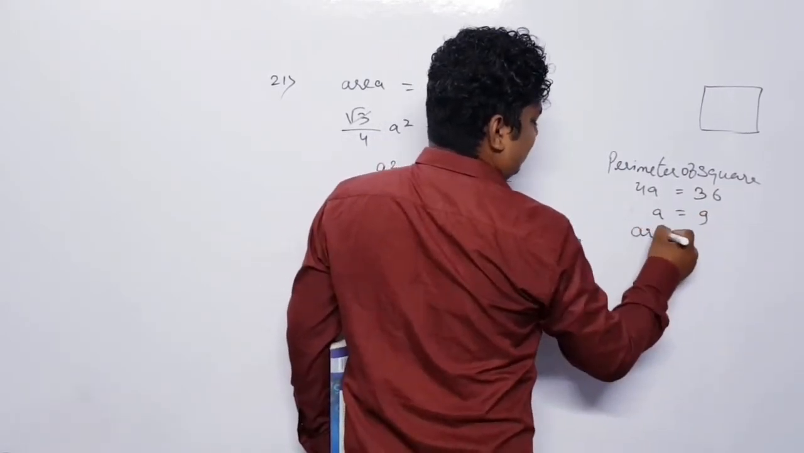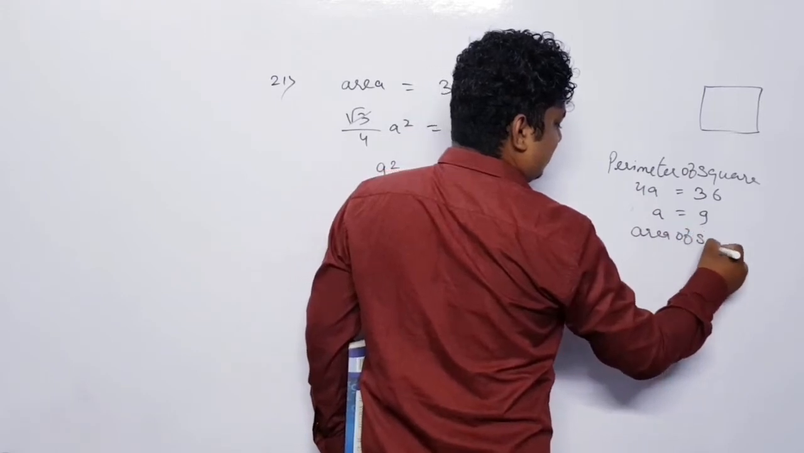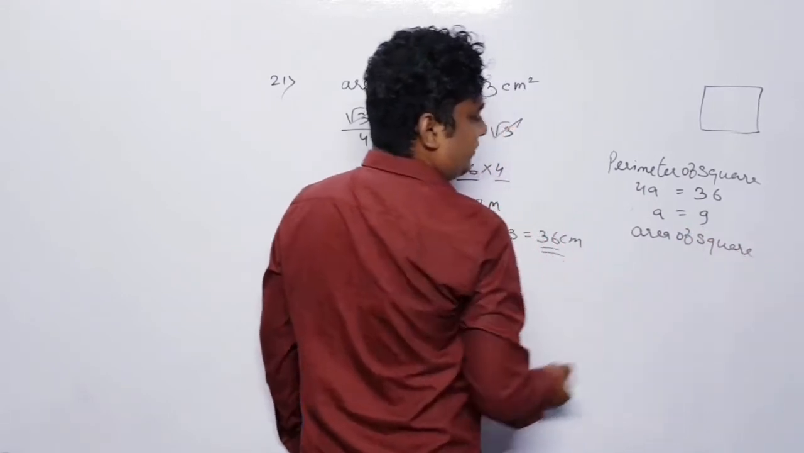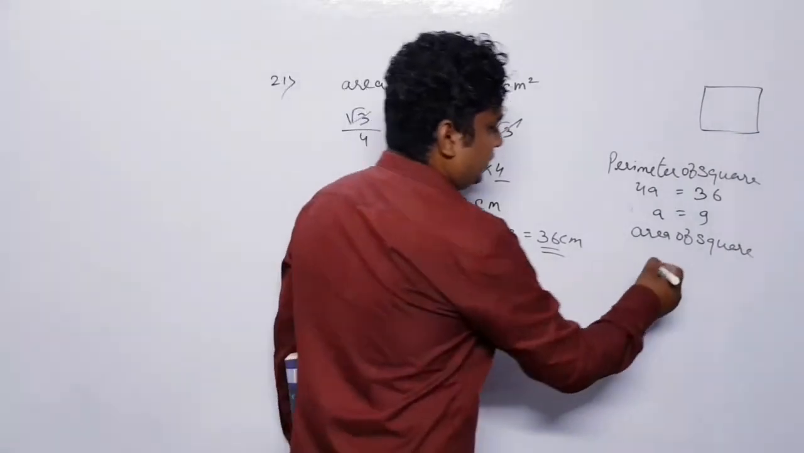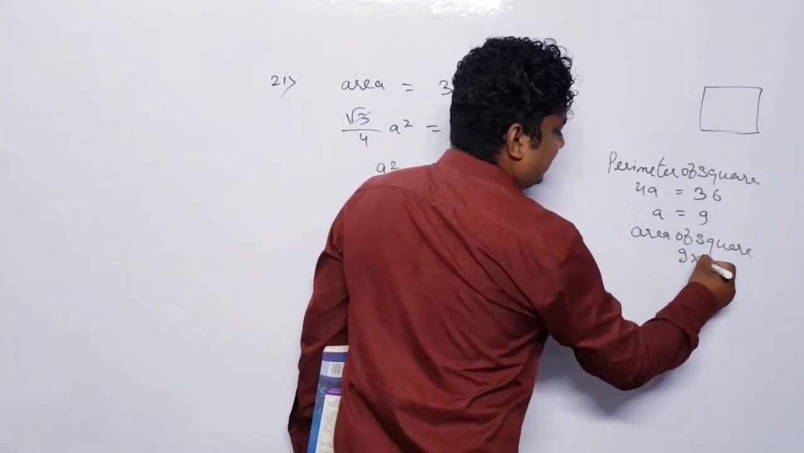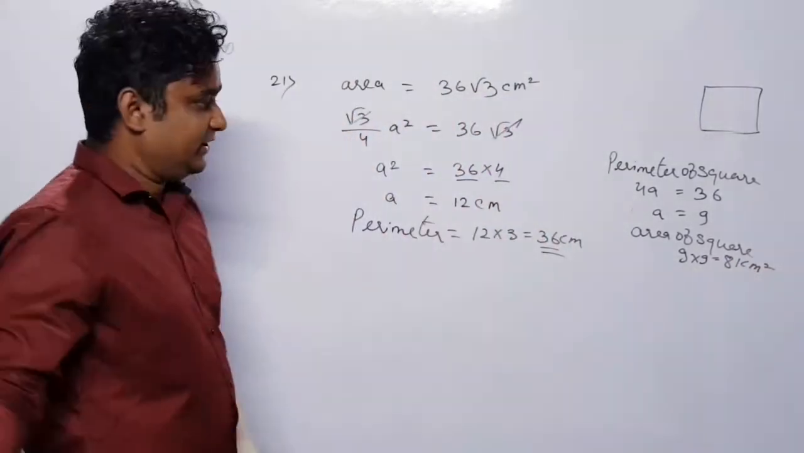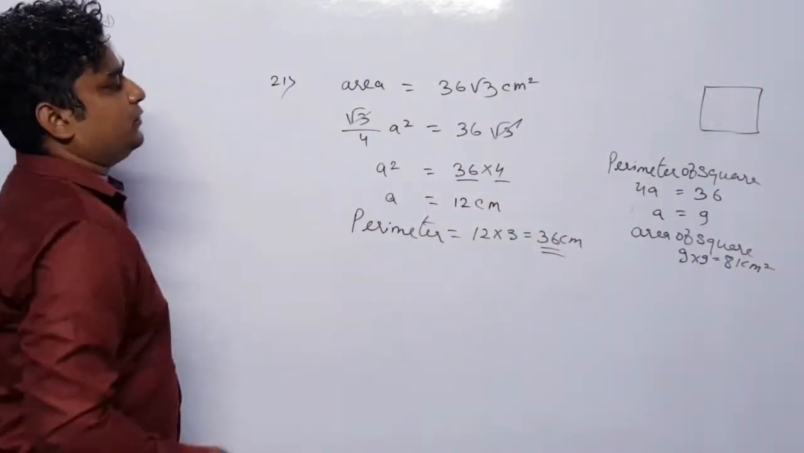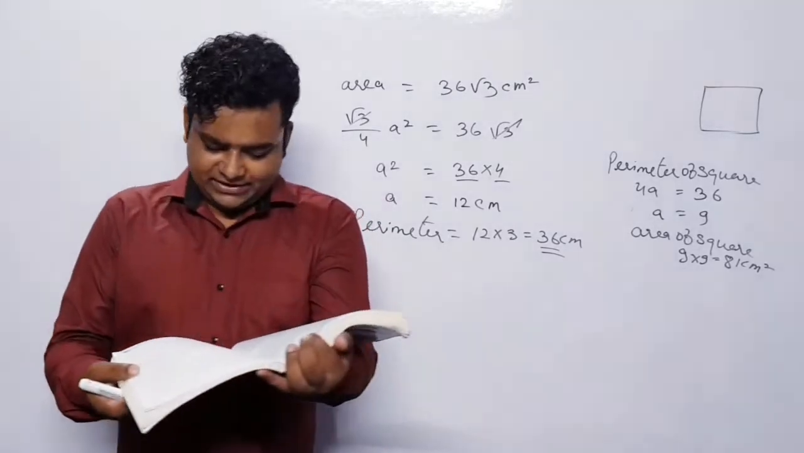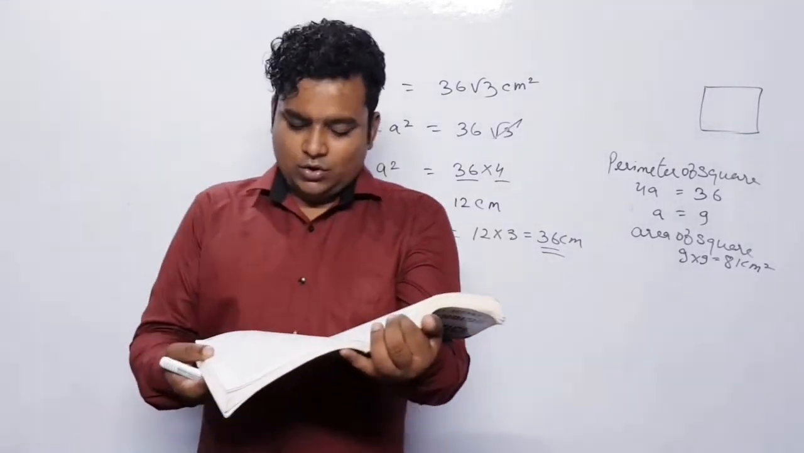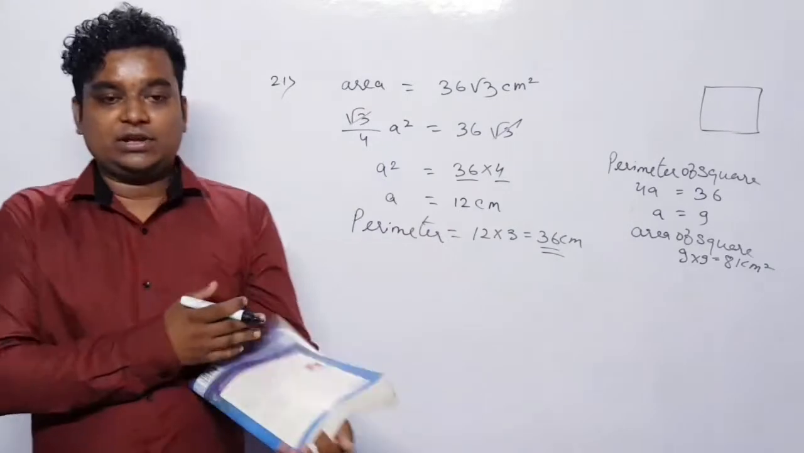So the area of the square equals side into side, we know that. So the area of the square is 9 into 9, that is equal to 81 centimeter square. So we have got the first bit, the square part. Coming to the second bit, in the second bit it is given the rectangle whose length is 2 centimeter more than its width.